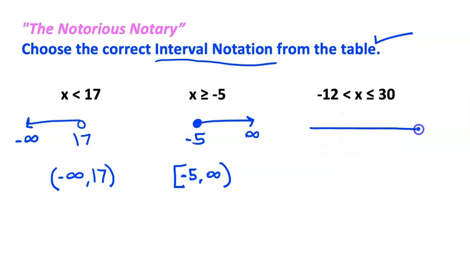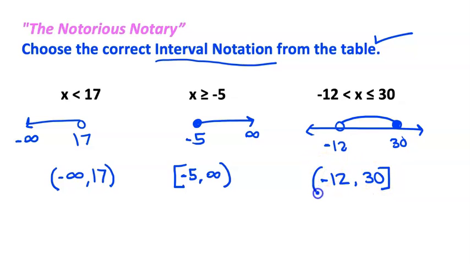So here we go. Next one. Ooh, that's a pretty darn good straight line if I do say so myself. We have x is between -12 and 30. So there's a -12 over here. Open boundary point. 30 is over here. Closed boundary point. Let's play connect the dots. Okay, so -12 is my left boundary point, comma, 30 is my right boundary point. Soft bracket on this side, and then a hard bracket on that side.